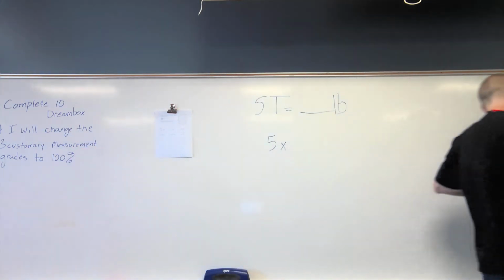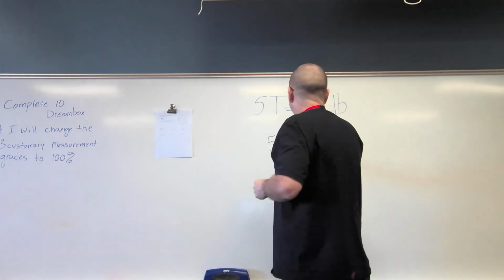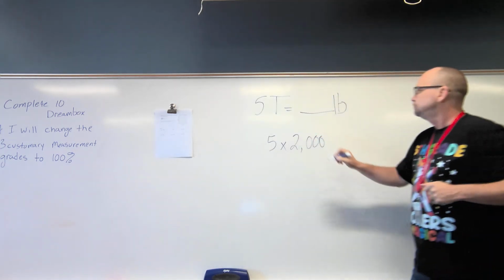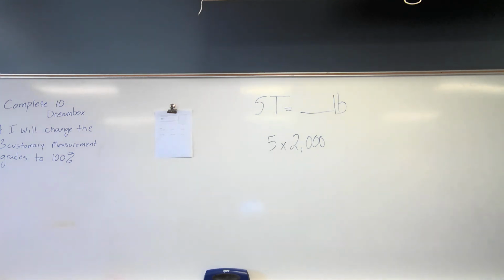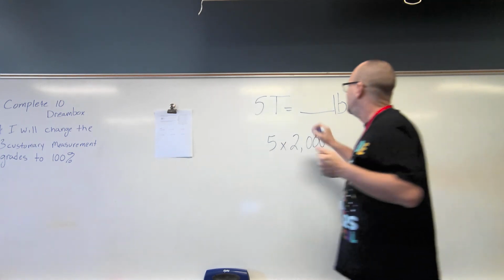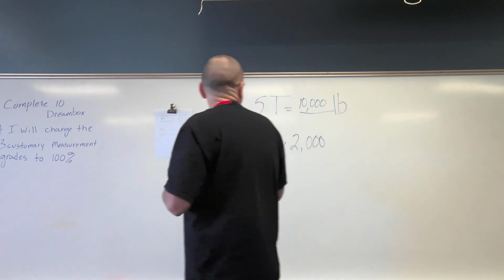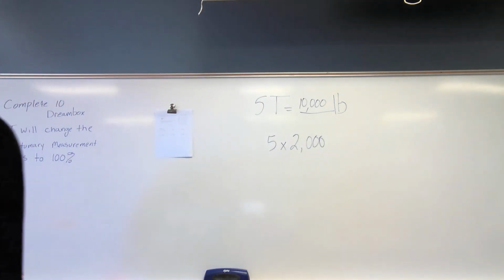Courtney, how many pounds are in each ton? 2,000. So we're going to multiply 5 times 2,000. And what does that equal? 10,000. Awesome. So 5 tons equals 10,000 pounds.